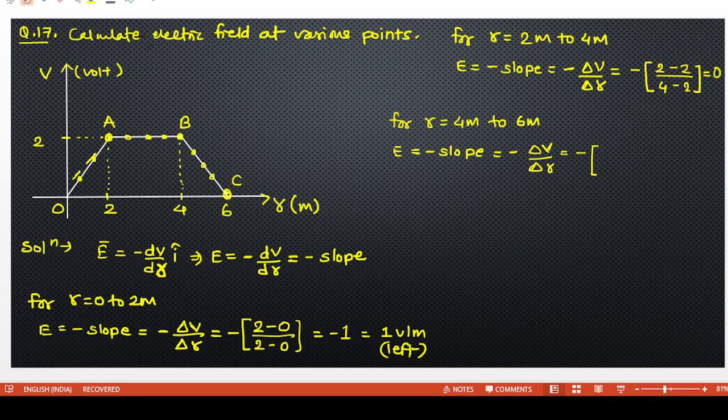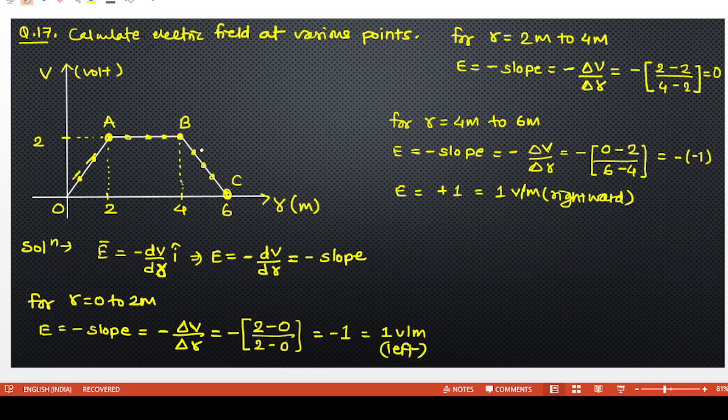For B to C, what is the final potential? 0 minus the initial potential at B, 2, upon distance. Final position for B to C is 6, initial position is 4, change in y upon change in x. So the answer is minus of minus 1, so it is plus 1. What is the meaning of plus 1? Magnitude 1 volt per meter, and plus means the field is rightward. The electric field is directed rightward.